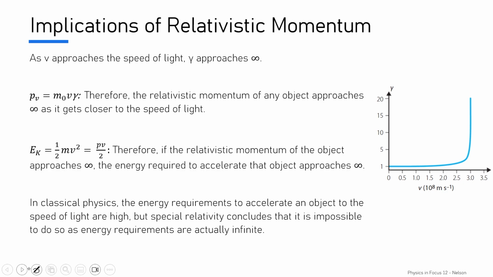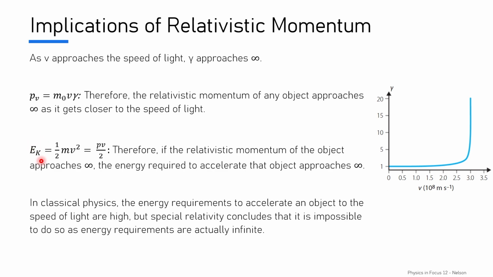Gamma gets larger and larger as we approach the speed of light until we hit this infinity point. And as the Lorentz factor approaches infinity, then the dilated momentum is going to approach infinity as well.